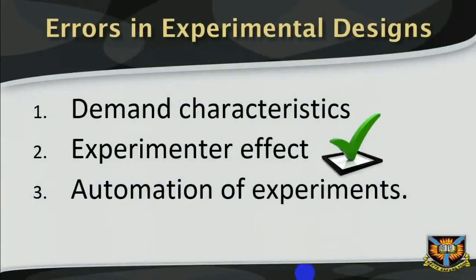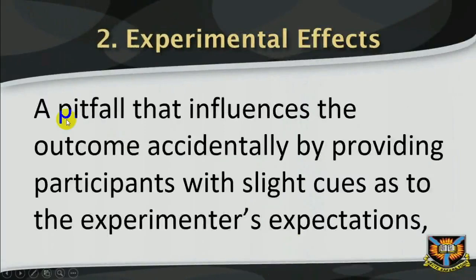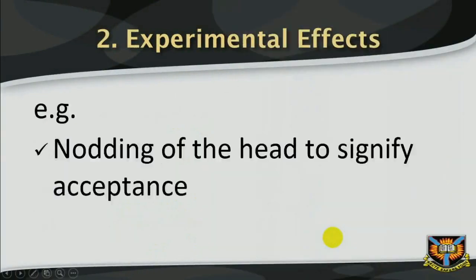Experimental effects. A pitfall closely related to demand characteristics is the experimental effect, which influences the outcome accidentally by providing participants with slight cues as to the experimenter's expectation. For example, an experimenter might not be aware that he or she nods approvingly when a correct response is given and frowns after errors. The gender, race, and ethnicity of the experimenter are also potential experimental effects.